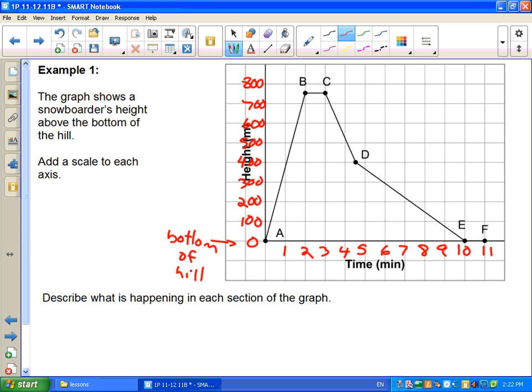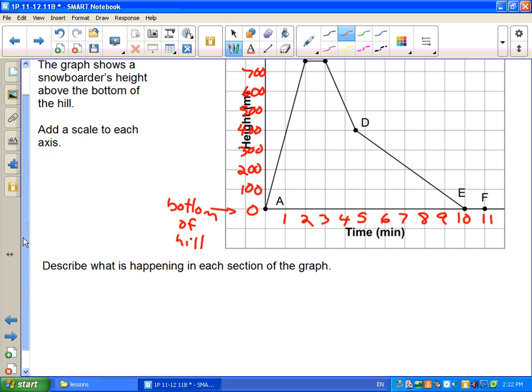Okay. What we're asked to do here is describe what is happening in each section of the graph. Now, when you're given a question like this, you can take this graph and you can very easily divide it into sections. In fact, this is done for you. A to B, B to C, C to D, D to E, and then E to F. You want to make sure you write something down for each and every section of this graph.